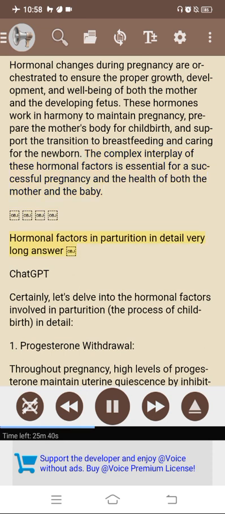Hormonal factors in parturition in detail. Very long answer. ChatGPT. Certainly, let's delve into the hormonal factors involved in parturition, the process of childbirth, in detail.